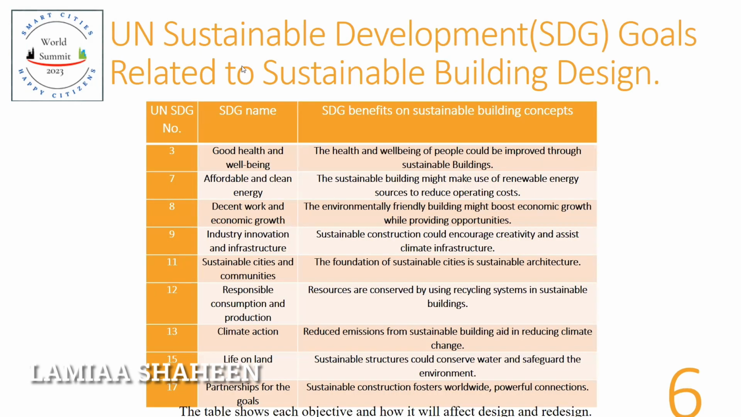Here is a table that shows each objective and how it will affect design and redesign for sustainability. First one is good health and well-being. The health and well-being of people could be improved through sustainable buildings. Second one is affordable and clean energy. The sustainable building might make use of renewable energy sources to reduce operating costs. And the other one, decent work and economic growth. The environmentally friendly building might boost economic growth while providing opportunities.